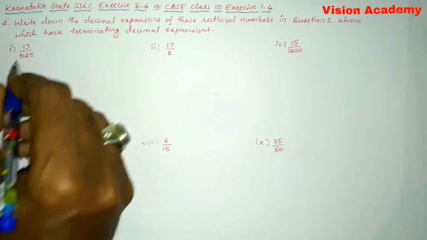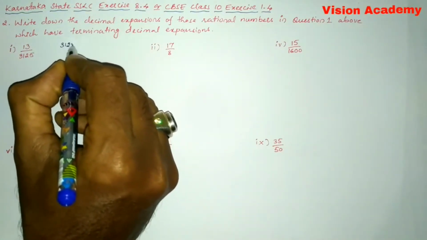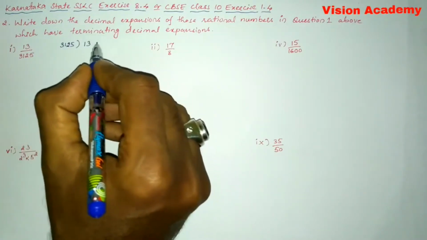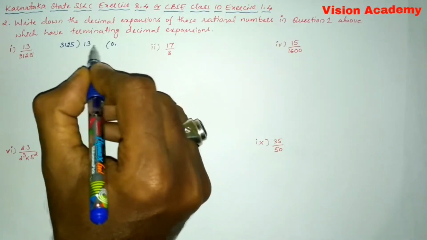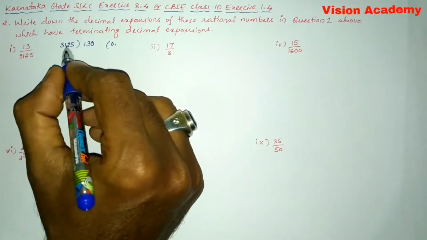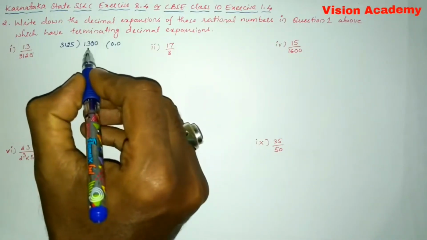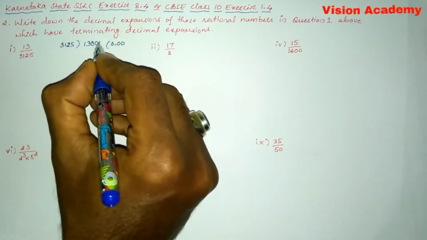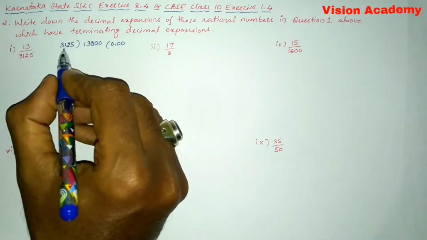So divide 13 by 3125. So let us write 3125 and divide 13 by this number. Here we'll take 0 point. As soon as we take 0, 10 will be added. So here 130 is less than 3125. So let us take one more 0 and add one more 0 here. Even though it is less than 3125, take one more 0. Now it will become 13,000. So 13,000 is greater than 3125.